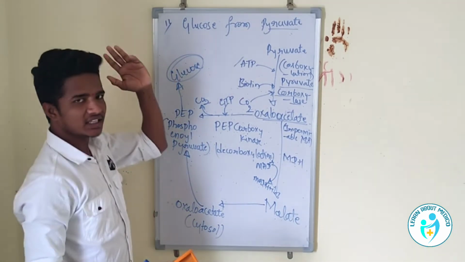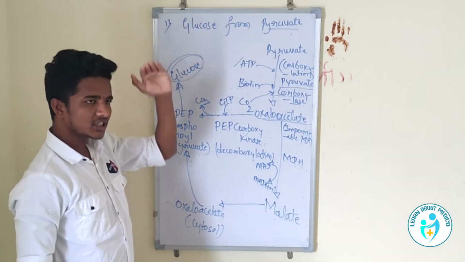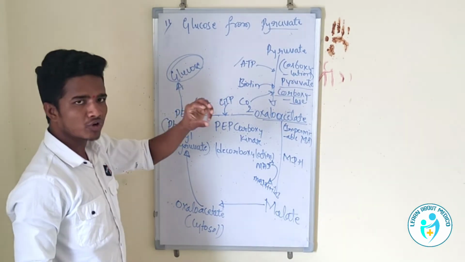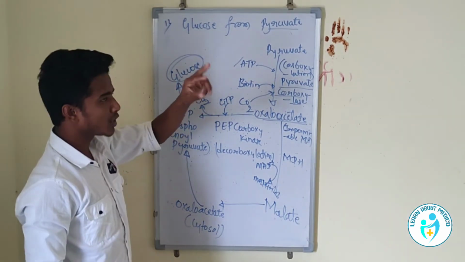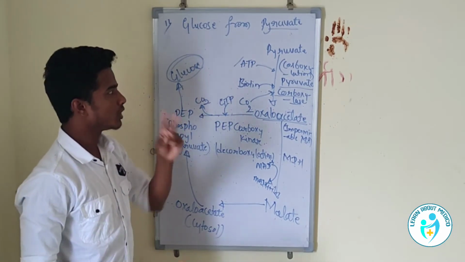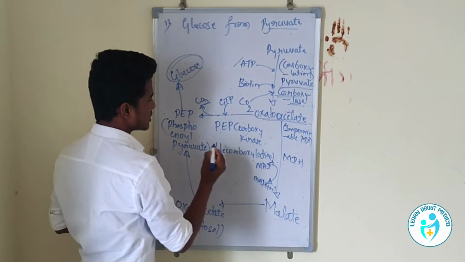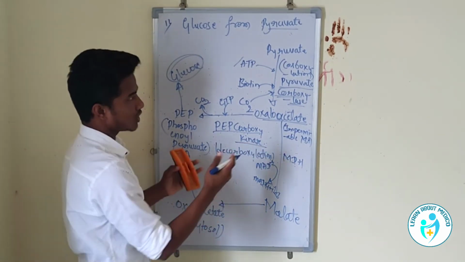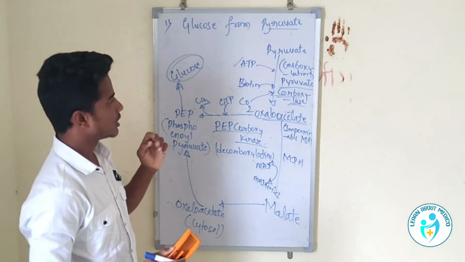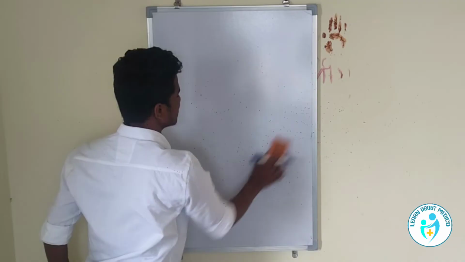This is the tenth step of glycolysis, where phosphoenol pyruvate is converted into pyruvate. Here we have to reverse that reaction, that is pyruvate to PEP, with the help of two enzymes, pyruvate carboxylase and PEP carboxykinase. These two enzymes are helpful for the conversion of pyruvate to glucose. Okay, this is the first step, and then we move on to the next step.